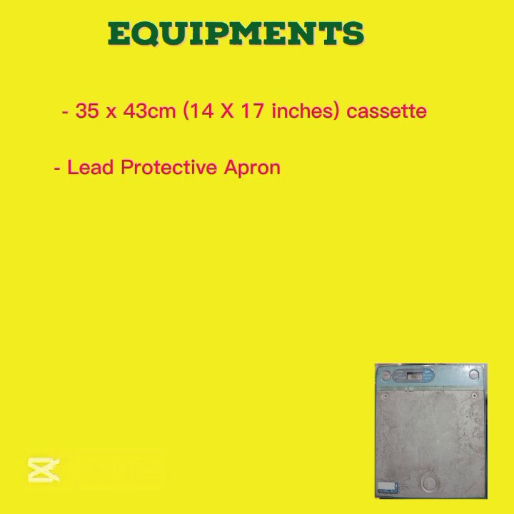Other equipment you need is the lead protective apron. The lead apron is used to cover the gonad area to protect it from radiation. You also need the anatomical marker. In chest X-ray PA technique, the anatomical marker is usually placed on the left.